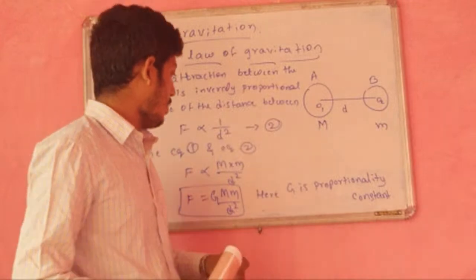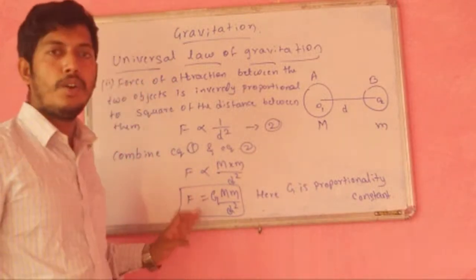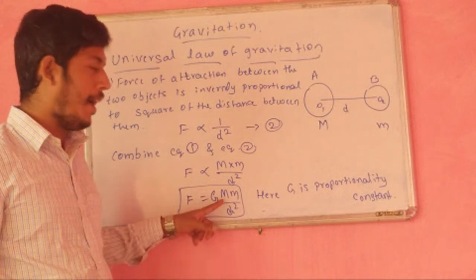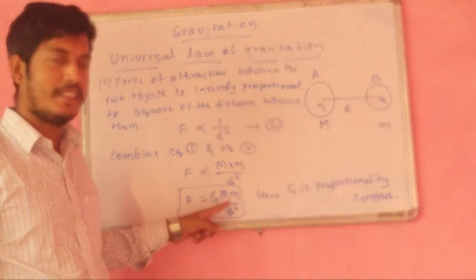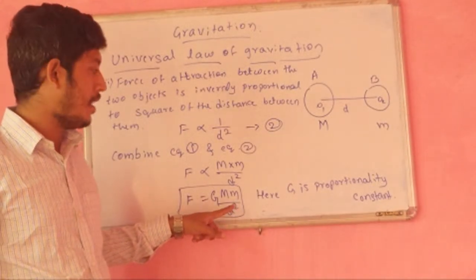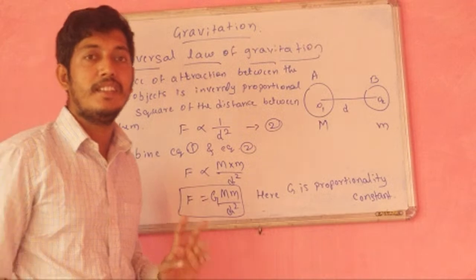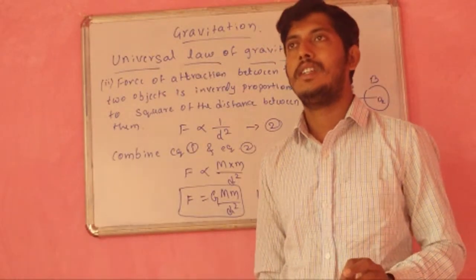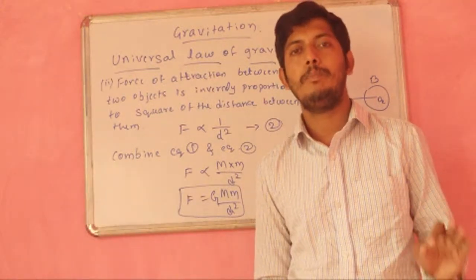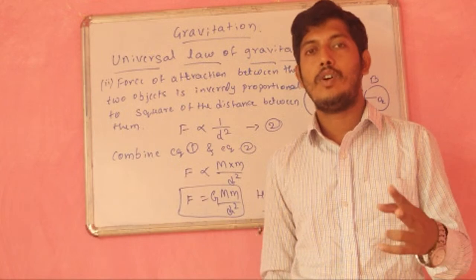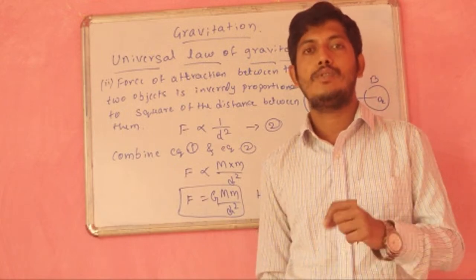Now we know the SI unit of force. SI unit of force is Newton, and M is mass. SI unit of mass is kg. Small m is also mass, and the SI unit of that mass is also kg. And d is the distance between the two objects. For the distance between the two objects, we are measuring with the help of meter. And here it is d square, so distance between the objects square. So therefore the unit is also meter square.